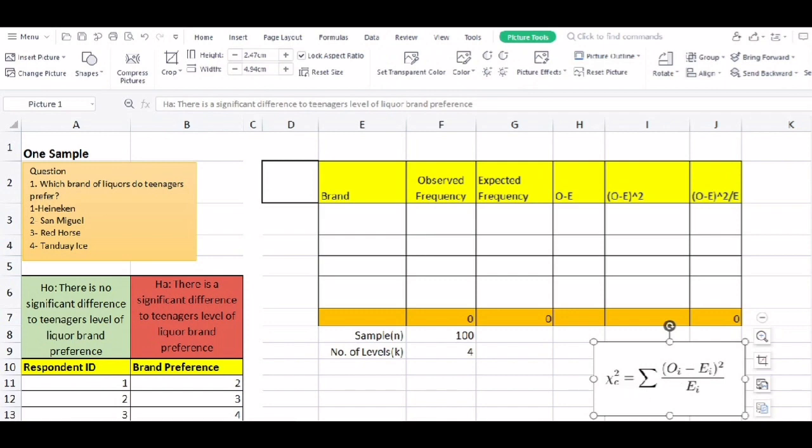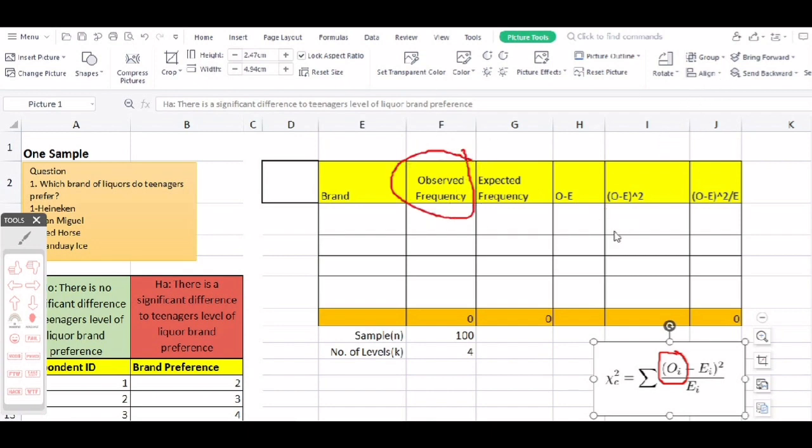Given the formula here, this will be our guide to get the chi-square. Observed frequency for O, as well as we have E, and that is expected frequency.